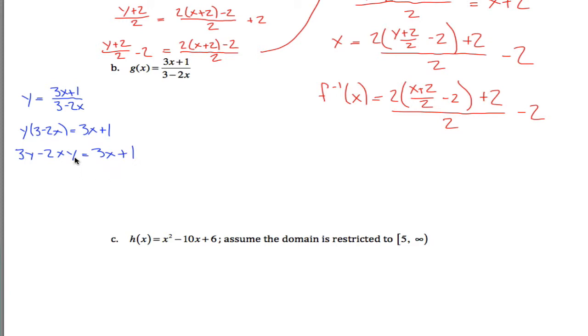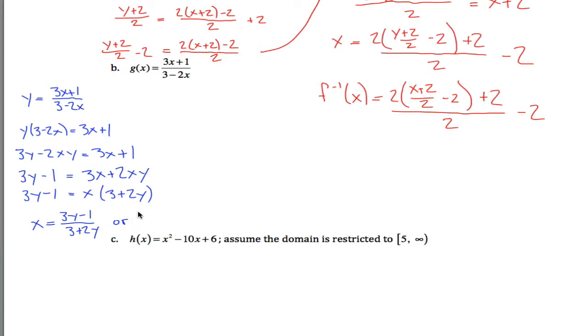We want to solve for x, so we want to get all the x's together on the same side of the equation. To keep things positive, I think I'll add xy to this side and subtract 1 from this side to get 3y minus 1 equals 3x plus 2xy. And now I can factor out an x from these guys and get 3 plus 2y is 3y minus 1. In other words, x is, if I divide both sides by this thing, I'd get 3y minus 1 over 3 plus 2y.